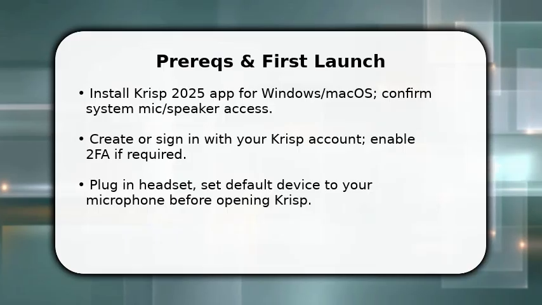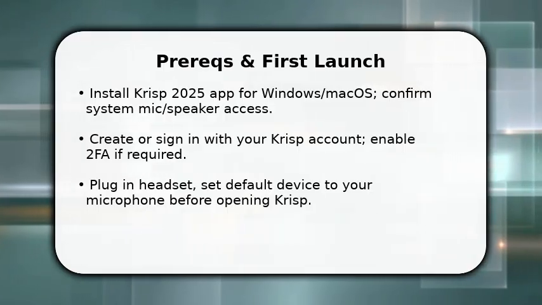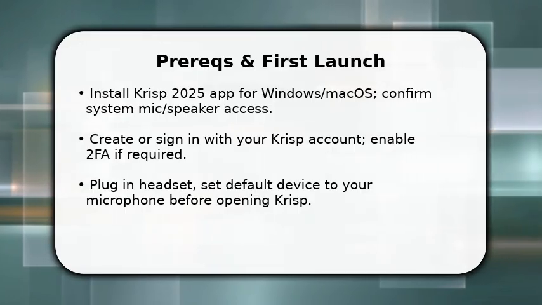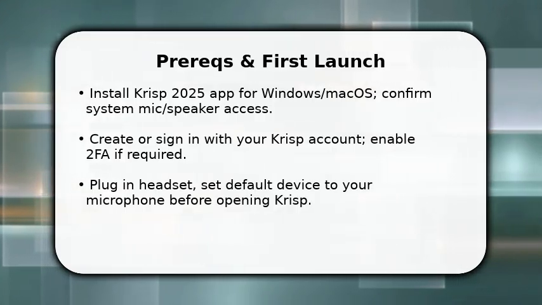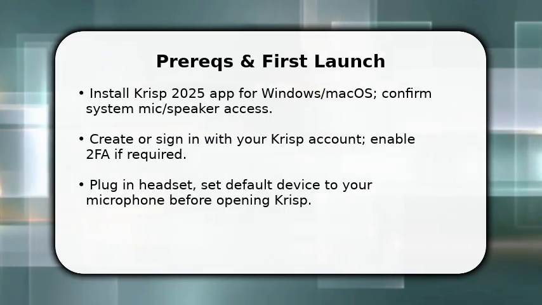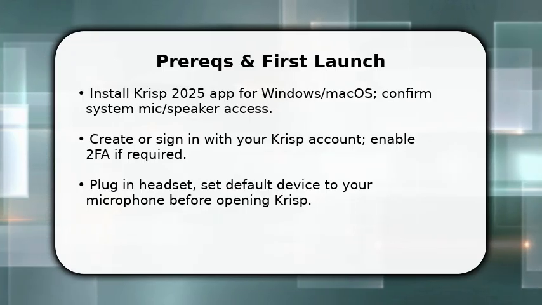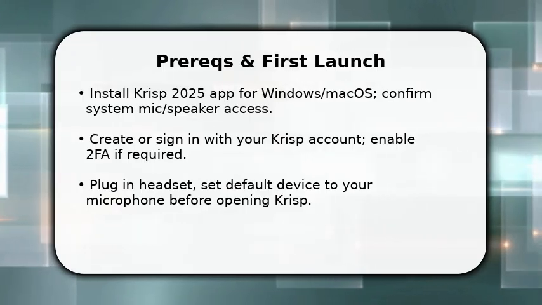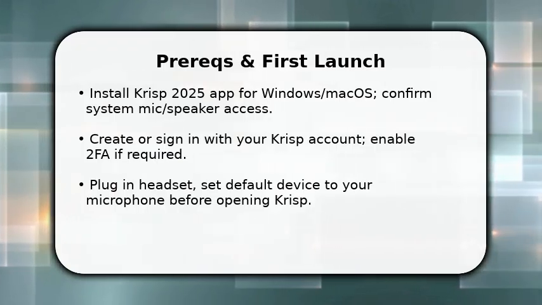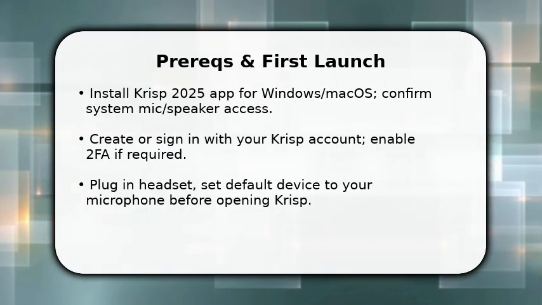You'll start by confirming the essentials so audio processing works reliably. Install Krisp 2025 and sign in. Once done, grant microphone and speaker permissions so the app can route audio. Next, plug in your headset and set it as the system default microphone and speaker. This prevents double processing. Make sure sample rates match, 48 kHz typical, to avoid glitches.